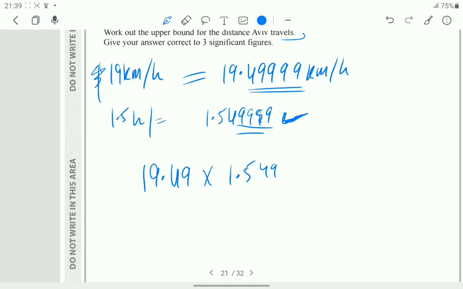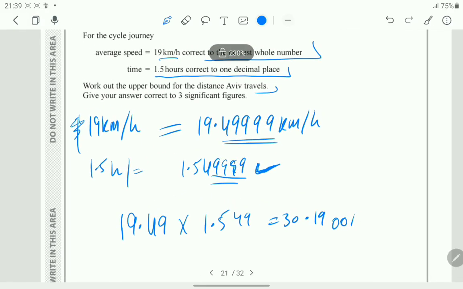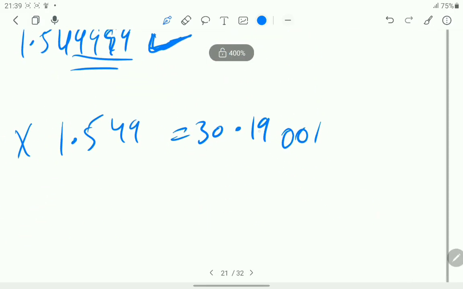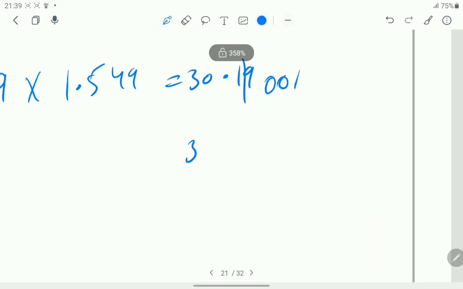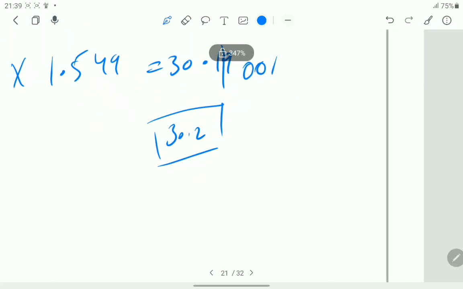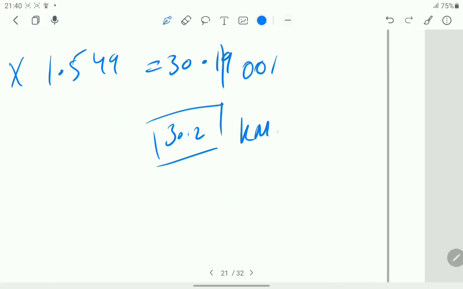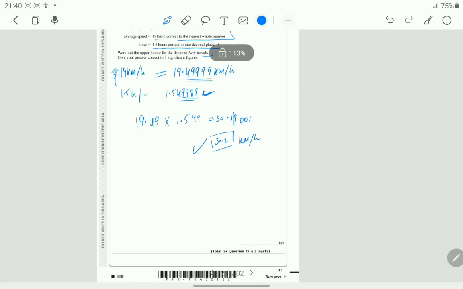If you multiply this, it is 30.190001, and correct to three significant figures, this is 30.2. So the upper bound that he could have traveled, at this many kilometers, is actually plausible.